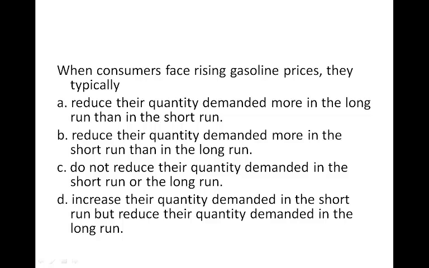So this is what happened in the 70s when the OPEC cartel formed. Price of gas rose substantially, and people stopped buying those gas guzzlers. In the long run, they just started making more fuel-efficient cars. So the right answer is A. They would reduce their quantity demanded more in the long run than in the short run. So in the long run, they have more substitutes.